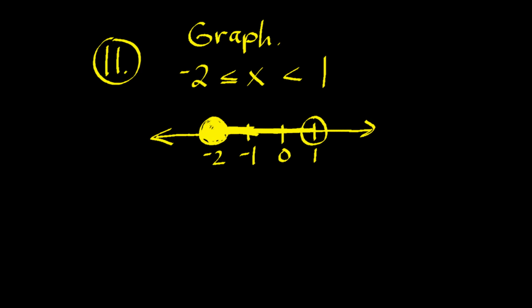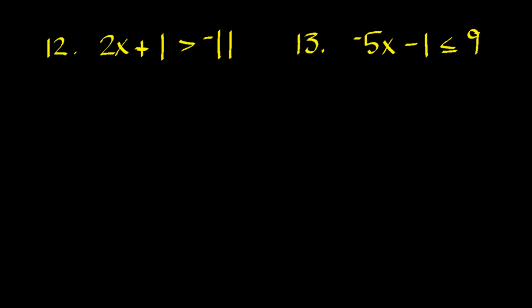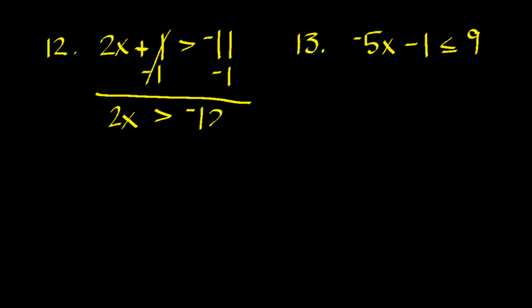Now let's look at solving some inequalities. These two problems are very similar to two-step equations. They are two-step inequalities. So on number 12, we will start with reversing the +1 that is being added to x. We will subtract 1 from both sides of this inequality. We will bring down the 2x, +1 minus 1 will cancel. We will bring down greater than, and -11 plus -1, or -11 minus 1, equals -12.